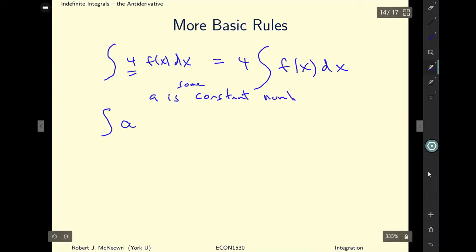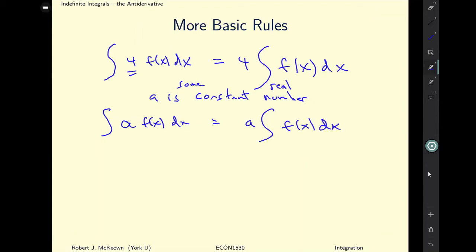Some constant real number. And if we've got the integral of a f of x dx, well, that's just going to be equal to a times the integral of f of x dx. And a is not allowed to be equal to 0.